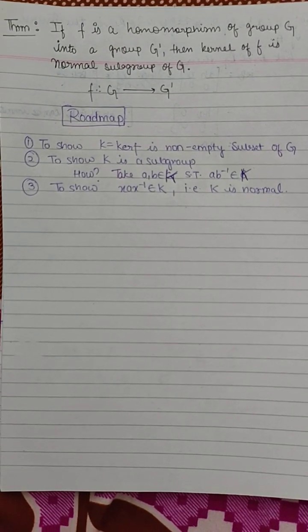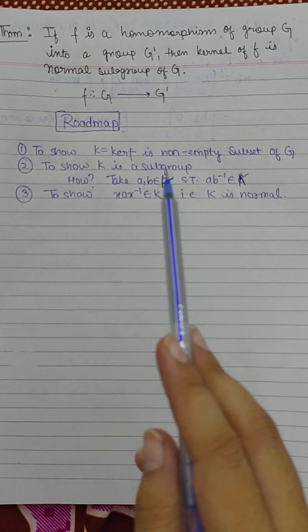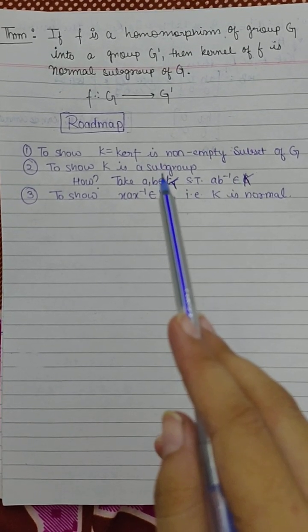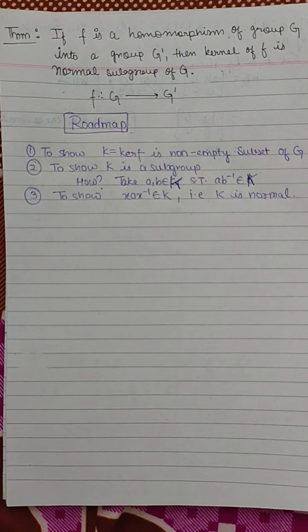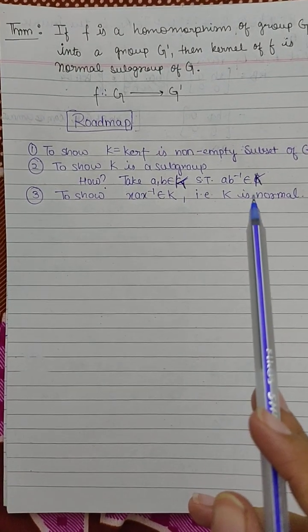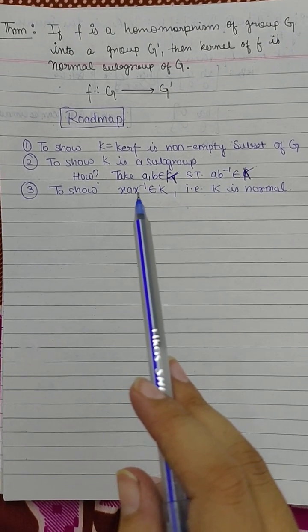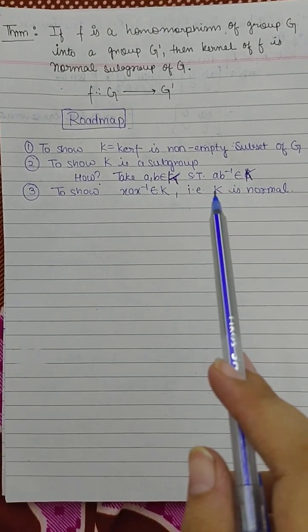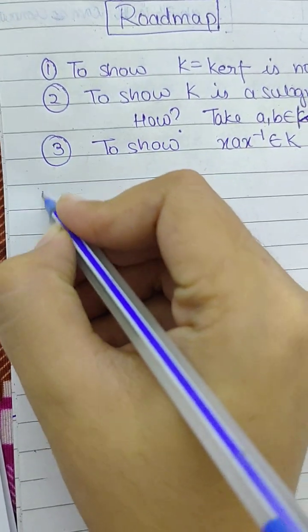So firstly we need to show that K, which is the kernel of f, is a non-empty subset. Secondly, we need to show that K is a subgroup. And how are we going to do this? We'll be taking a, b from K, and then we'll prove that a b inverse belongs to K, because this is how a subgroup can be proved. And the third thing is that we need to prove x a x inverse belongs to K, in order to prove that K is normal. Okay, so let's start with the proof.